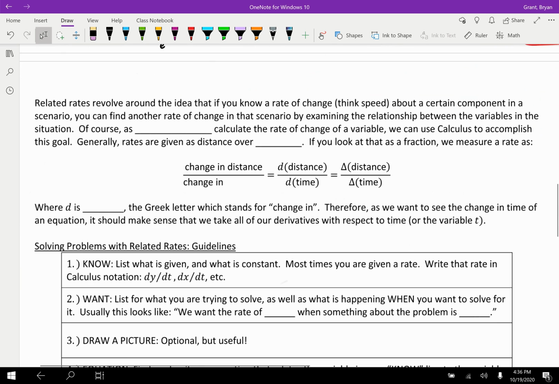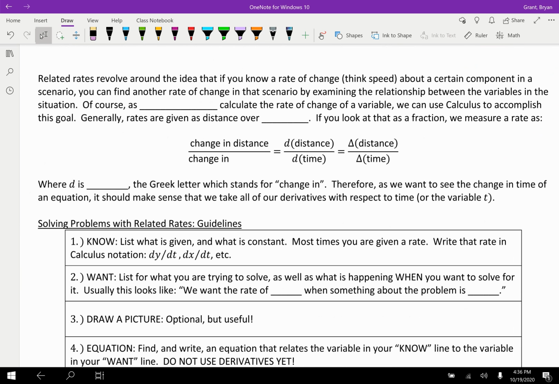But related rates, which is our topic on the second page, really the whole topic here, revolves around the idea that if you know a rate of change, like a speed on the previous page, about a certain part of a problem, let's say the bottom of the ladder, then you should be able to find another rate of change in that scenario by examining the relationship between the variables in the situation.